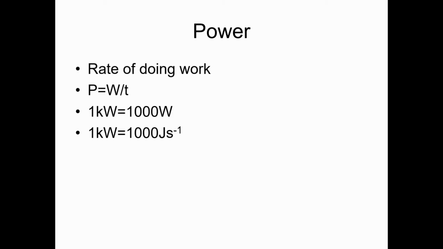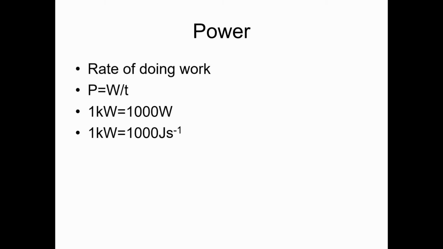Then comes power. Power means rate of doing work. In other words, power equals work by time. Then comes the units. 1 kilowatt means 1000 watt, and watt can be rewritten as joule per second. So 1 kilowatt is 1000 watt. In other words, 1 kilowatt is 1000 joule per second.